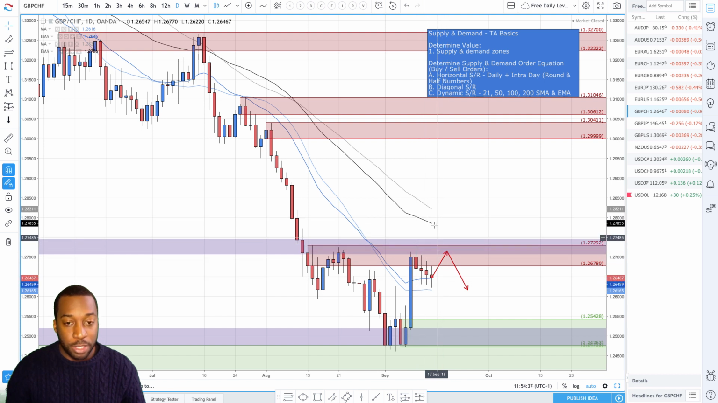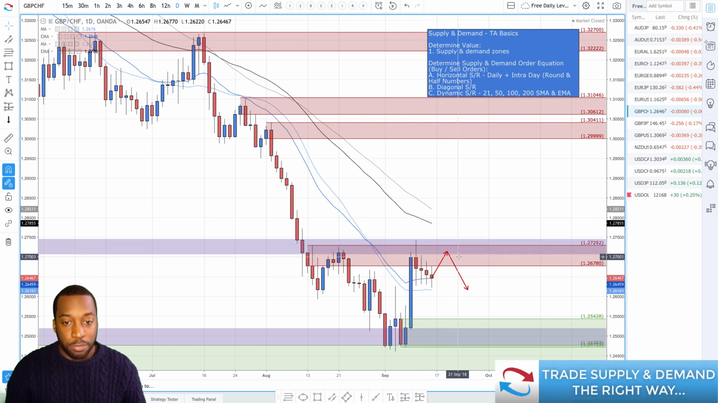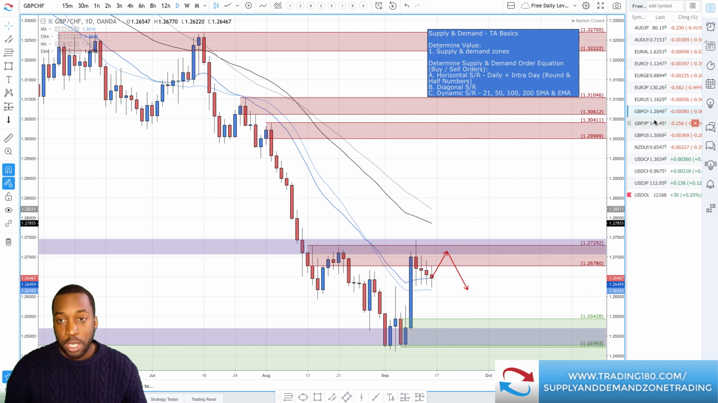We're obviously above the 21 if you're looking to be a seller, but if we do come down and then move up, and then the 50 starts to come down into this supply zone, then you're probably going to have some confluence as a seller, as trying to get short.